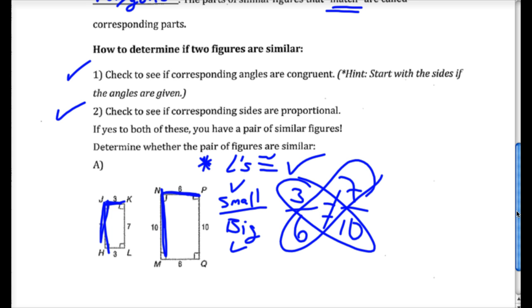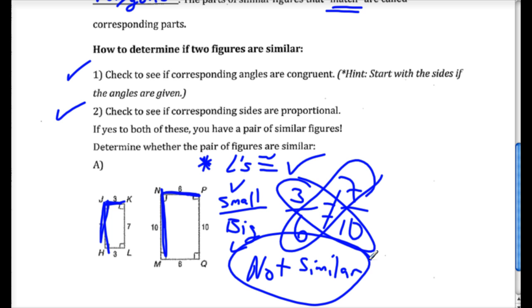And then, so here's my question. Are the two shapes similar? No. Not similar. The reason is because the sides are not proportional. Remember homework, what does it say? It says, determine whether each pair of polygons is similar. Explain. Okay, easy. Sides not proportional. That would be the reason.